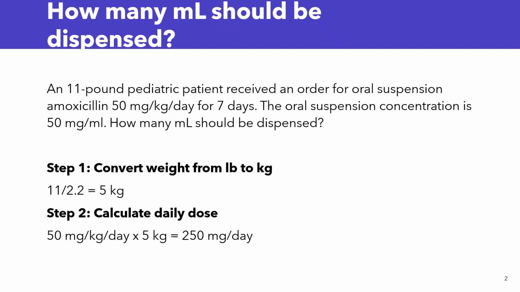Now for step 2, we can calculate the daily dose. So we know it's 50 milligram per kilogram per day, and the weight is 5 kilograms. So we can multiply 50 by the weight in kilogram, which is 5. So that's 250 milligram per day. So that's the daily dose, but in milligram.